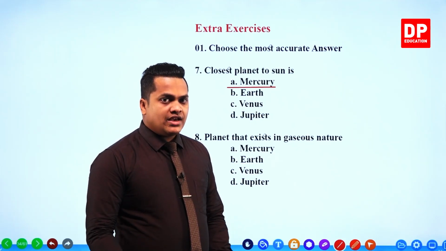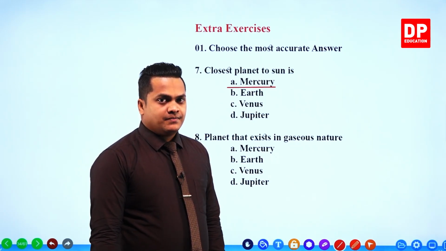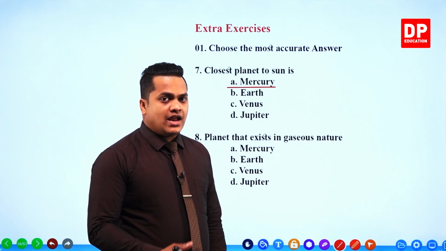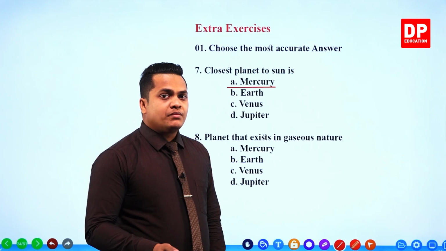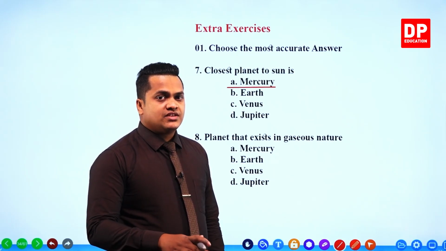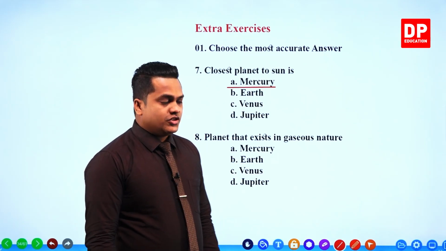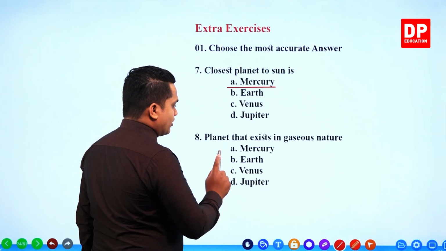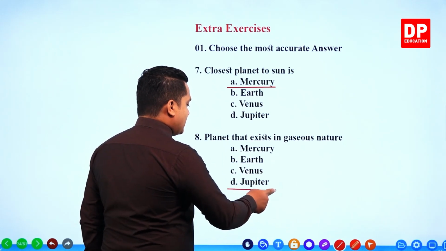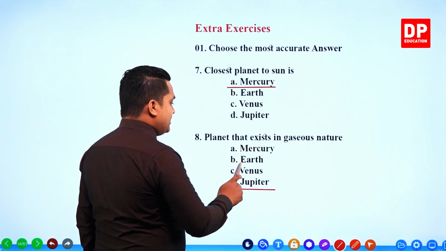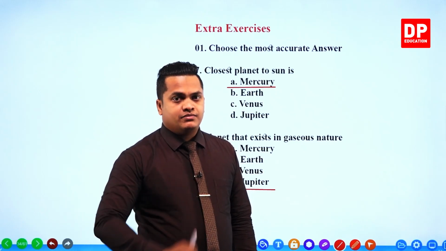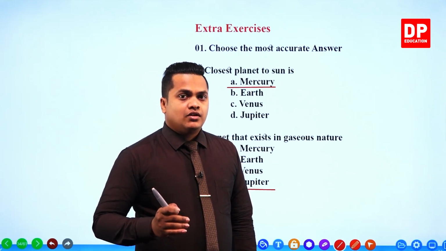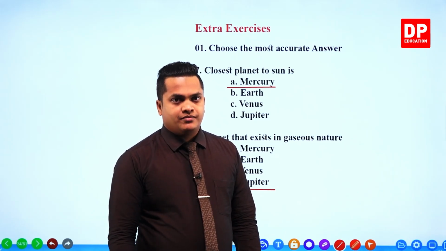However, my dear children, all the other planets are referred to as gas giants because there is no crust. If you land on these other planets, definitely you won't be able to stand, because they are made up of only gases. So the answer for the planet that exists in the gaseous state would be not Mercury, not Earth, not Venus, not Mars either, right? The correct answer is Jupiter. Remember, Mercury, Venus, Earth and Mars can be observed in solid nature. They have a crust, but all the other planets are gaseous.